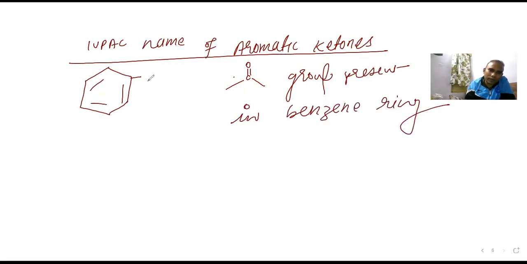So this one, C double bond O and CH3, already has a name: acetophenone. This is acetophenone. This is the IUPAC name.